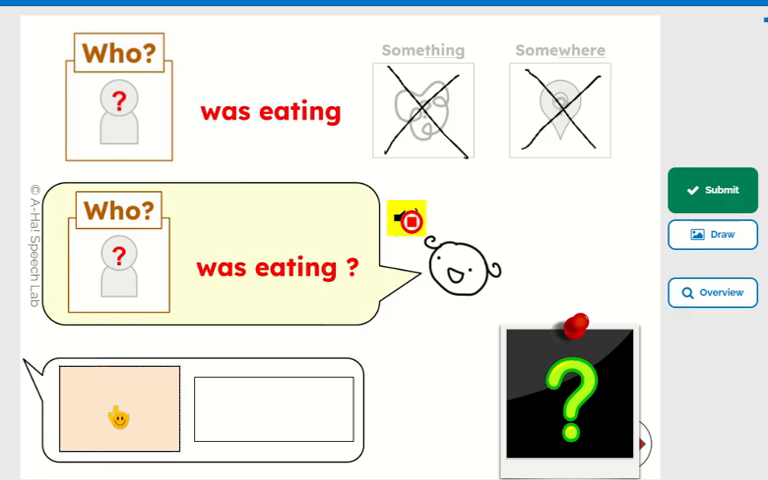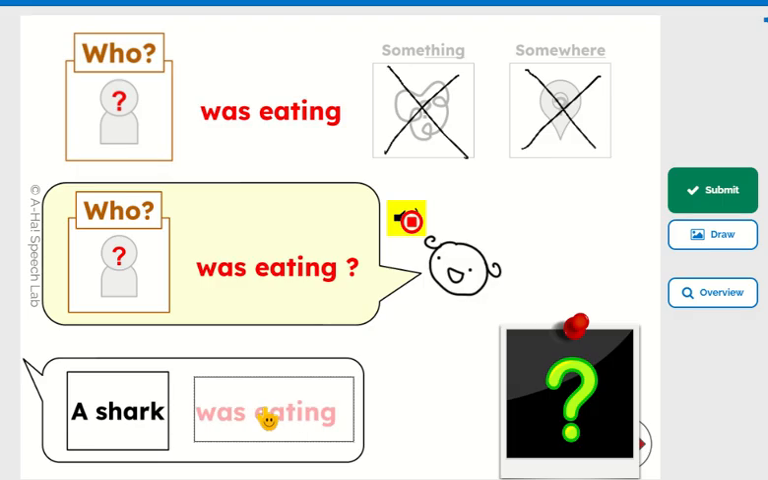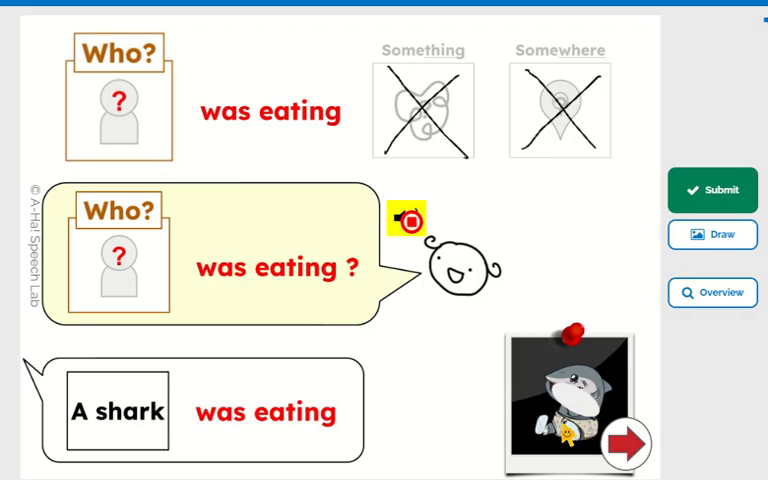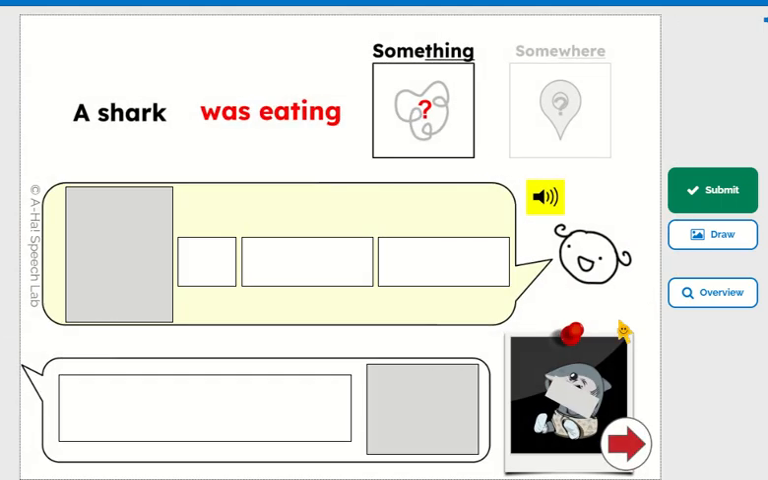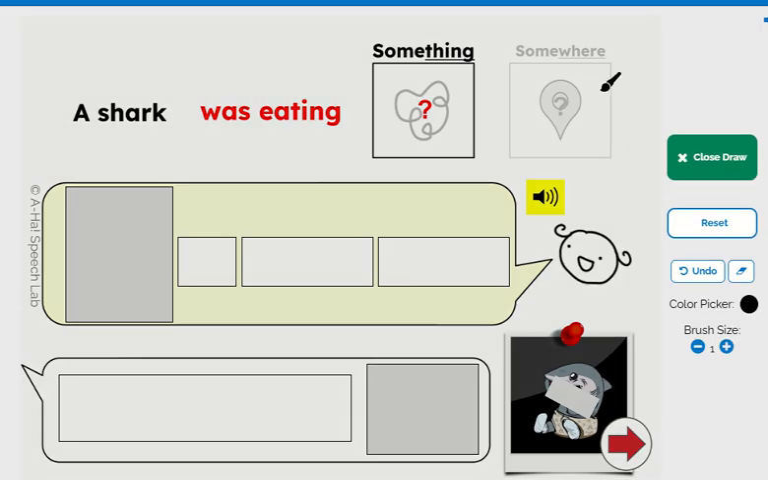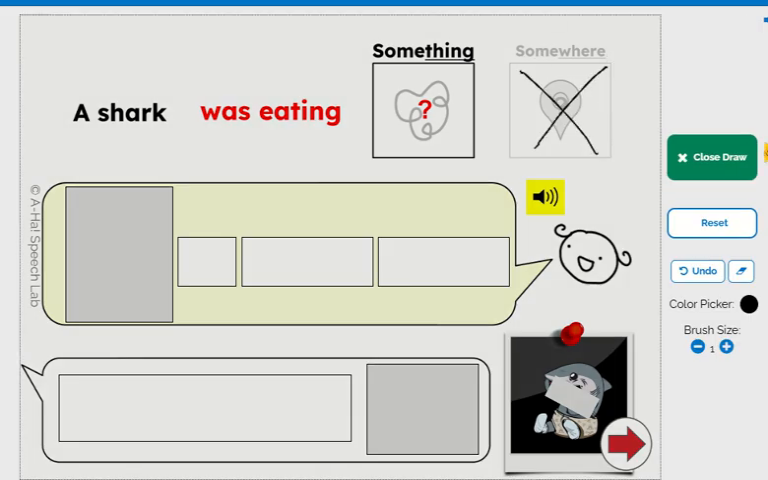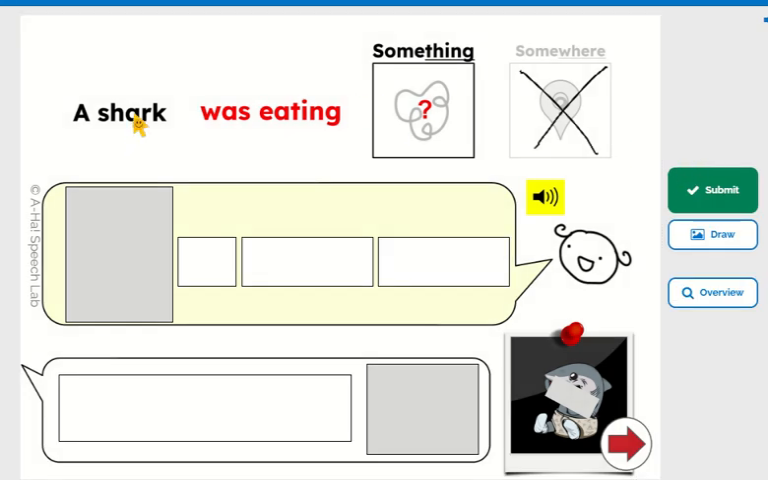Again, this colored box gives you the answer to the who: a shark. A shark was eating. Click on the photo. It shows you the part that was answered. A shark was eating. Okay, so let's move on. Let's find out more. This time, we're going to ask about something. A shark was eating something, so we need to find out this part.